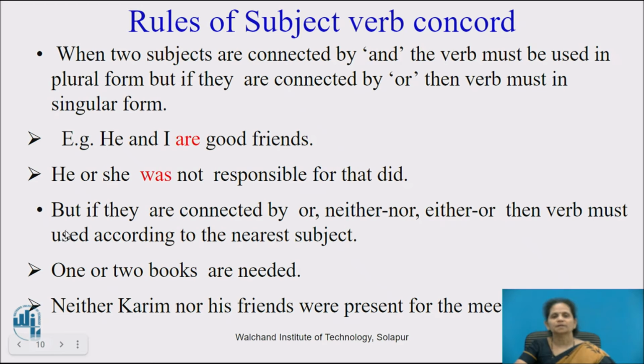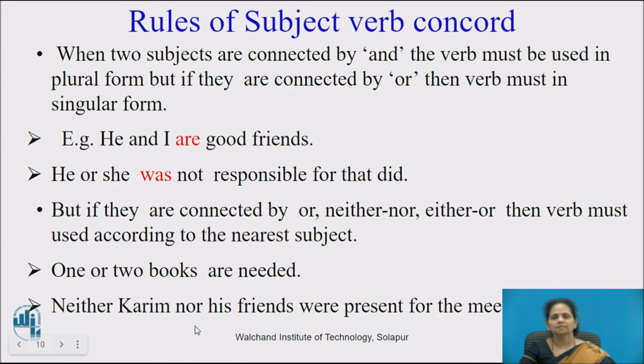The next rule, but if they are connected by or, neither nor, either or, then the verb must be used according to the nearest subject. Now see the example, one or two books are needed. Now here also these two subjects are connected by or, but it is indicated that the verb must be according to the nearest subject. Now here the nearest subject is two books, and that's why it is in a plural form. So the verb is also in a plural form.